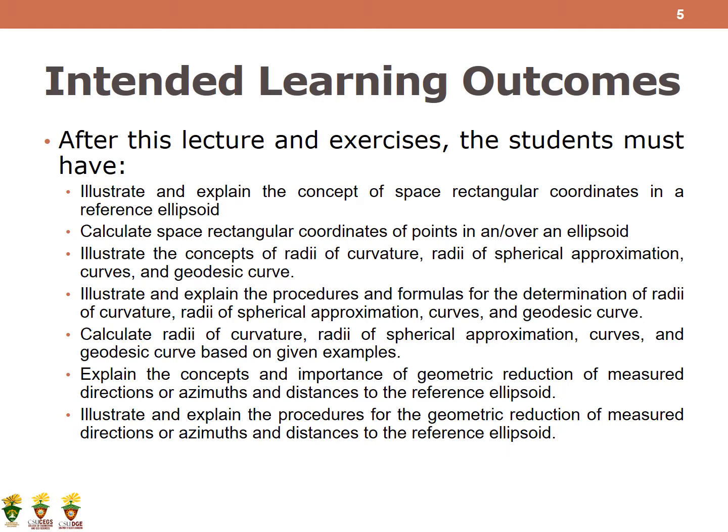Illustrate and explain the procedures and formulas for the determination of radii of curvature, radii of spherical approximation, curves, and geodesic curve. Next is to calculate radii of curvature, radii of spherical approximation, the curves, and geodesic curves based on given examples. Next is to explain the concepts and importance of geometric reduction of measured directions, or azimuth, and distances to a reference ellipsoid. And lastly is to illustrate and explain the procedures of geometric reduction of measured directions, or azimuth, and distances to the reference ellipsoid.